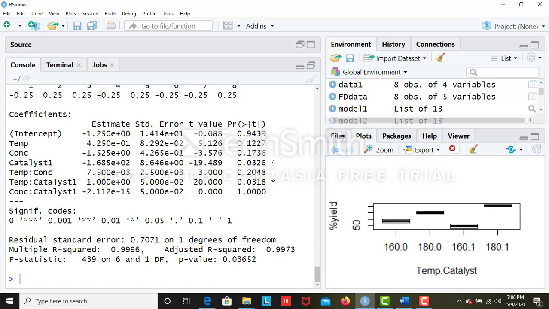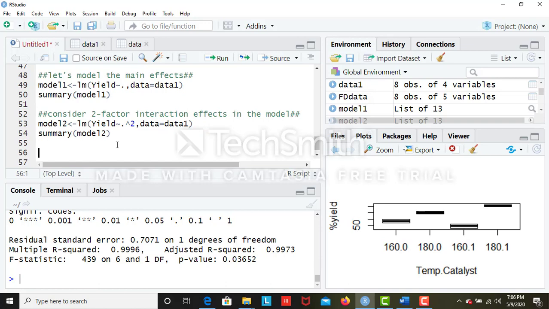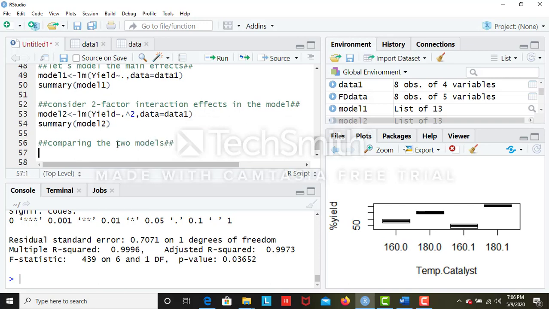So now the next thing we're going to consider is to see if we can compare the two models together. See if there's any significant difference between these two models. We're going to see that. So comparing the two models will help us to let us know if there's a significant difference. If there is, then we will have to choose one which is actually more appropriate.